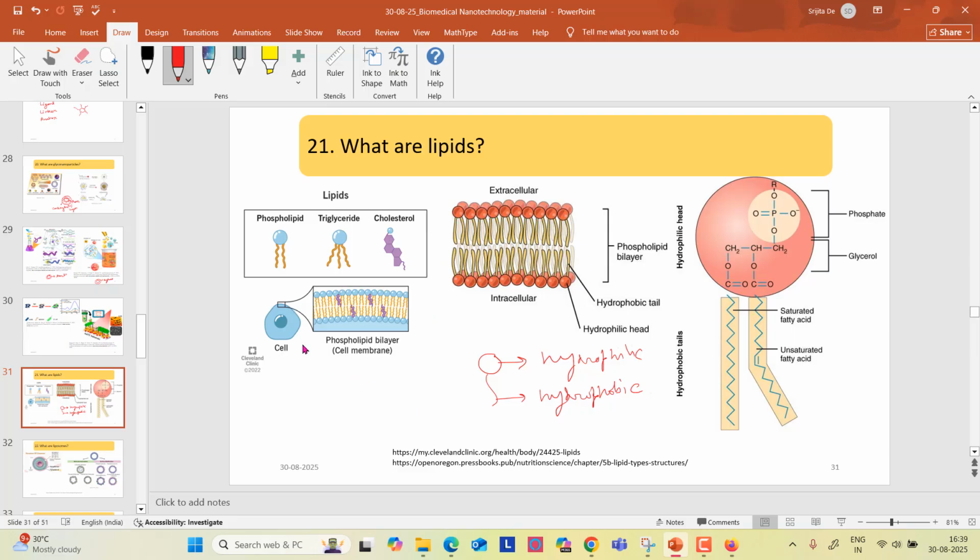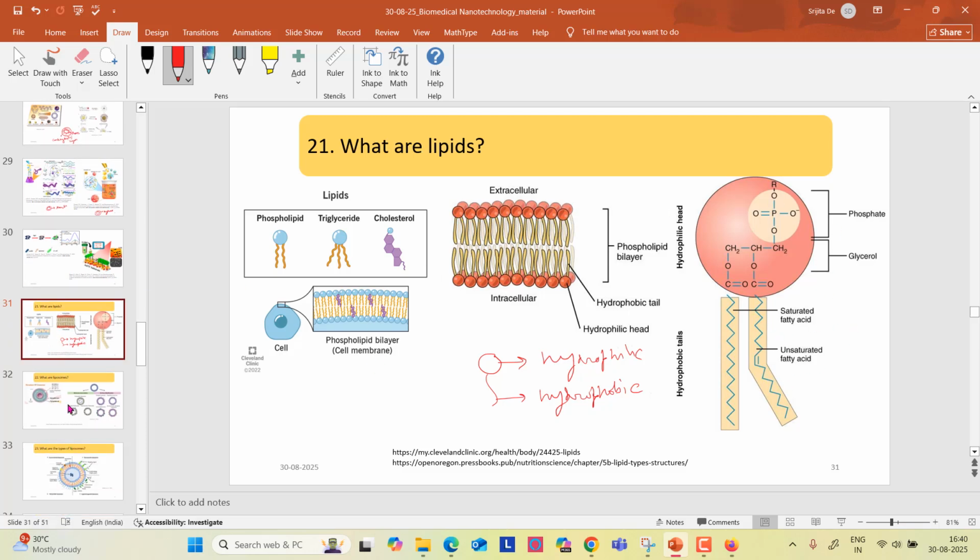Around our cell also there is a phospholipid bilayer. Liposome also has a phospholipid bilayer. So this is the phospholipid bilayer, and you can see that hydrophobic chains are interacting with each other, and that is why the hydrophilic heads are away from the solution. You can see this hydrophilic head consists of a phosphate group. Here are glycerol groups, and these chains have saturated fatty acid and unsaturated fatty acid.